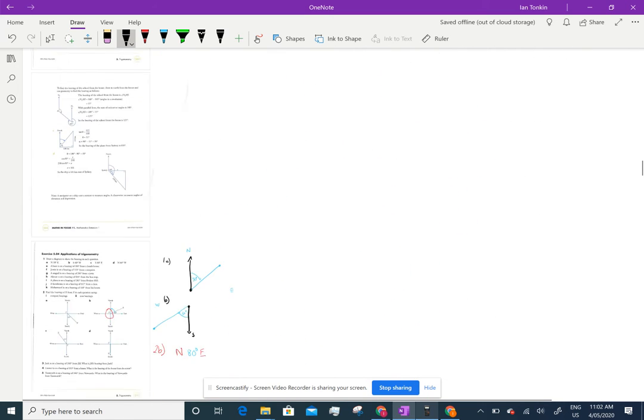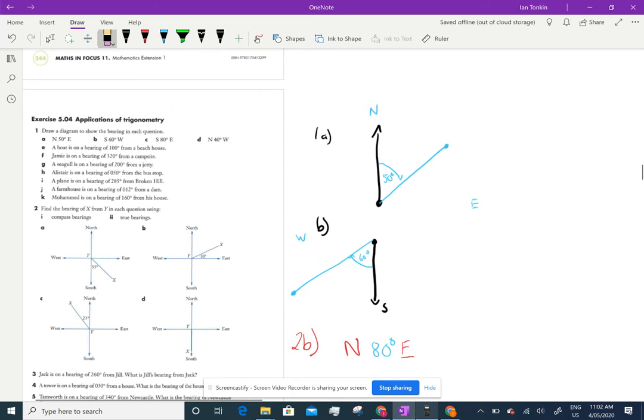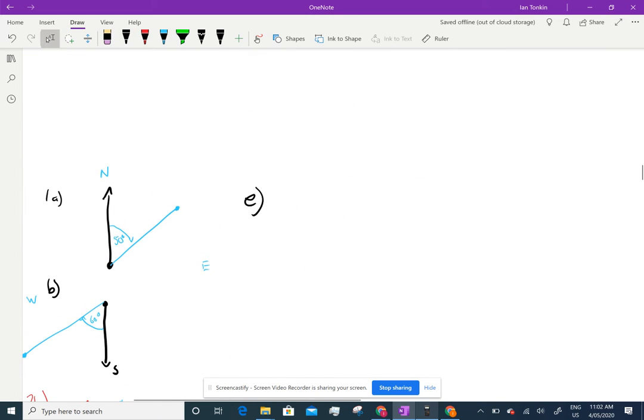And we go down to question 1. And how do we do these true bearings? So first of all, 1E. A boat is on a bearing of 100 degrees. First thing, draw your north. So this is where you're starting. Draw your north. And I go 100 degrees.